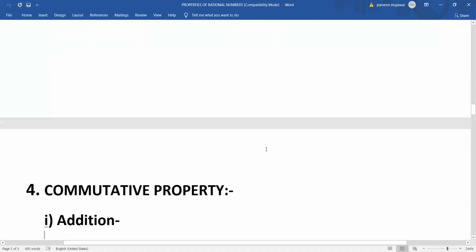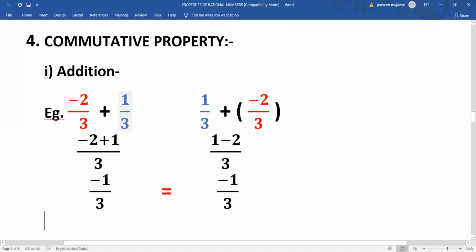Now, commutative property. What is commutative property? Always remember, it is exchanging the places of the digits. Now we'll check with addition, with the first example, that is minus 2 upon 3. Minus 2 upon 3 is a rational number which I have highlighted in red, and 1 upon 3 is also a rational number which I have highlighted in blue. Now check on the right hand side, I have changed the places of the digits. 1 upon 3 has come this side and minus 2 upon 3 has come on the other side.